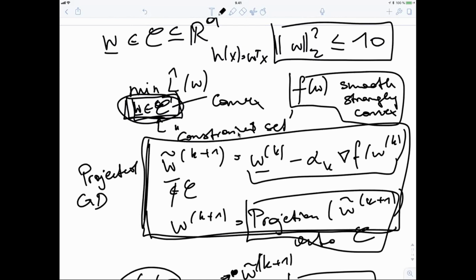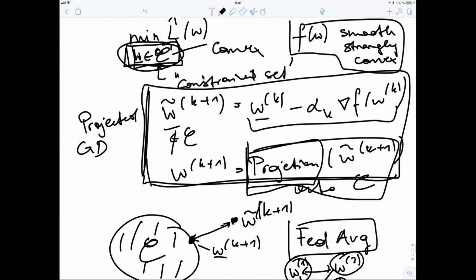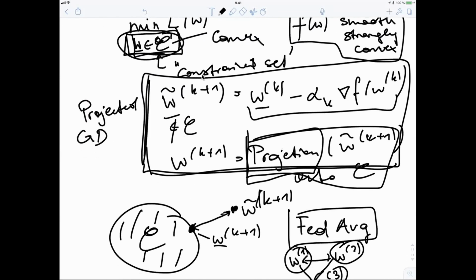However, in each iteration of projected gradient descent, we need to compute this projection, and this might be computationally expensive. Finding the closest point to a given point in a convex set might itself require solving an optimization problem.